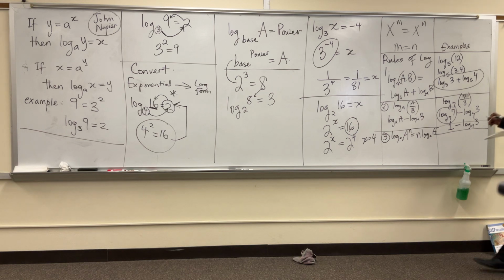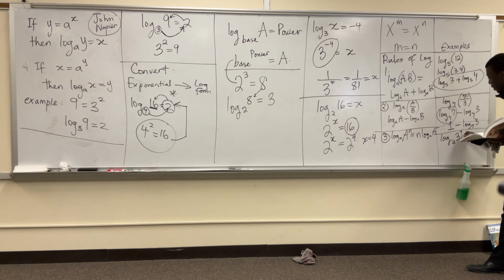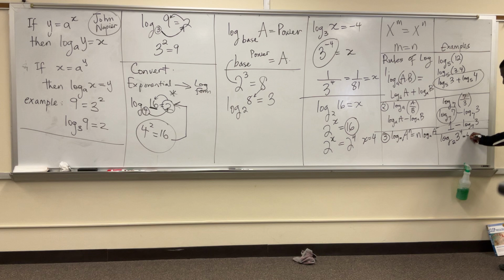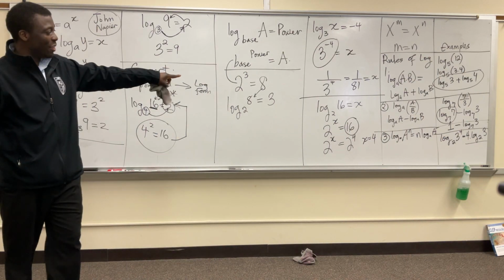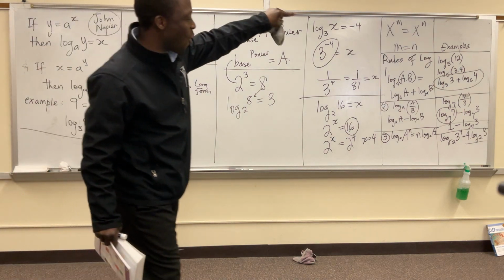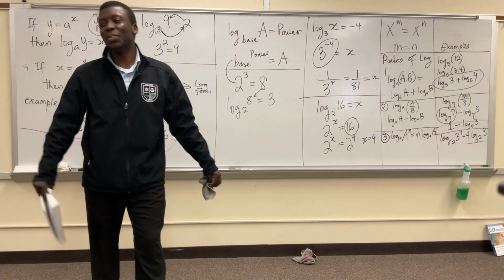The last example is if someone says log base 2 of 3 to the 4th power, that becomes 4 times log base 2 of 3. We just bring the 4 to the front. That's what the rule says. The rule says if you have a log with something up as a power, that 4 can come to the front, and that's how you deal with that log.